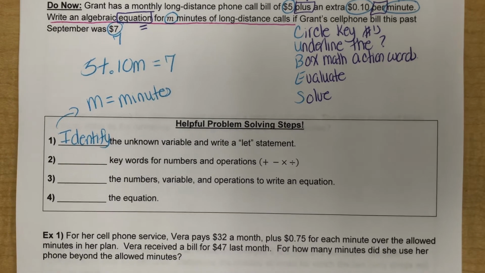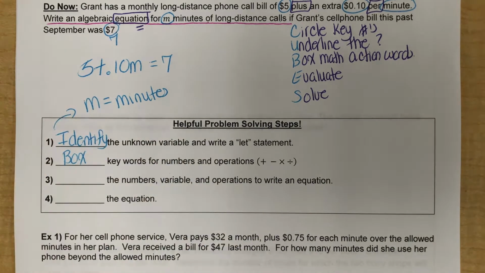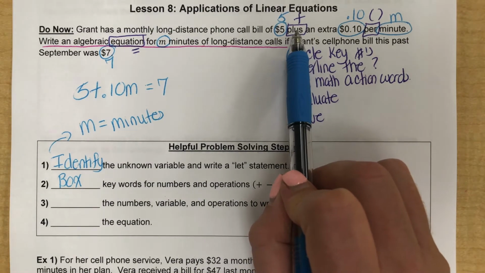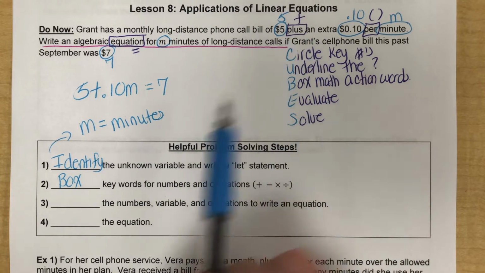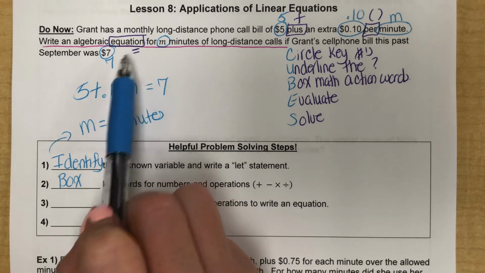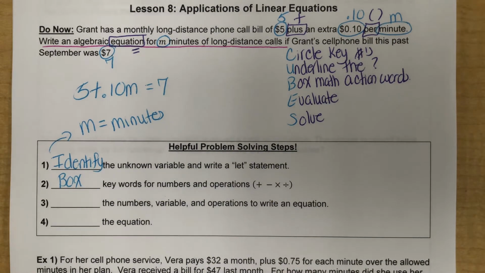All right, number 2. Next, we want to box any keywords that we're seeing. Again, just like in the do now, we saw the keyword plus. Plus tells me to use addition. We saw the keyword equation. That tells me to let an equal sign be used. Right, per tells me to multiply. So these are all keywords.